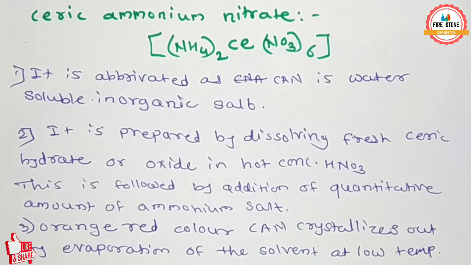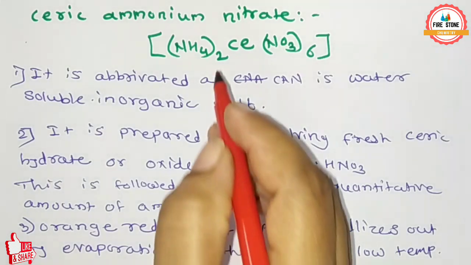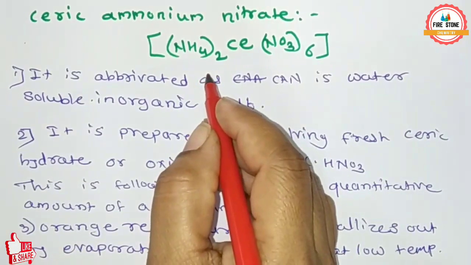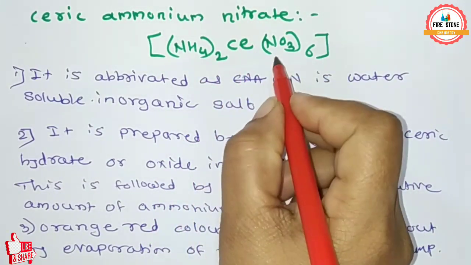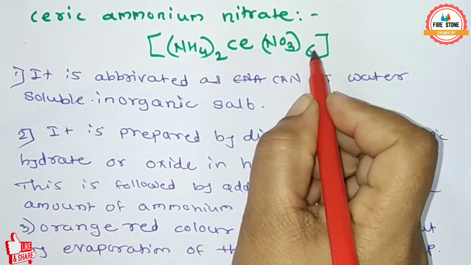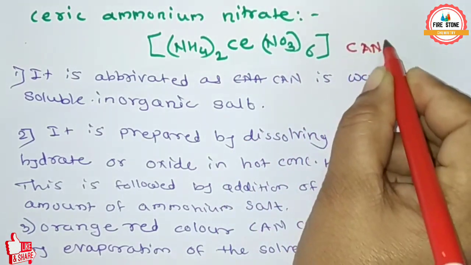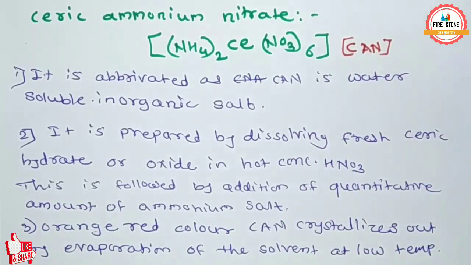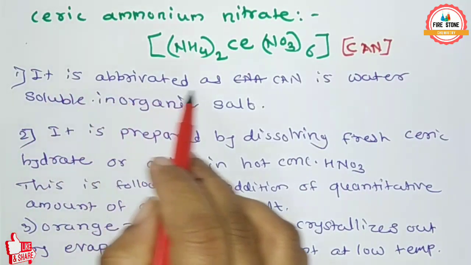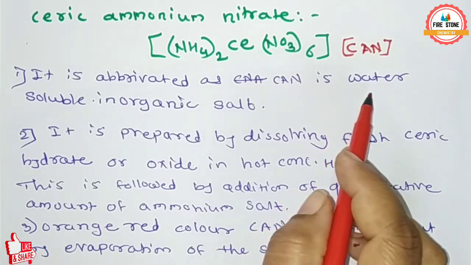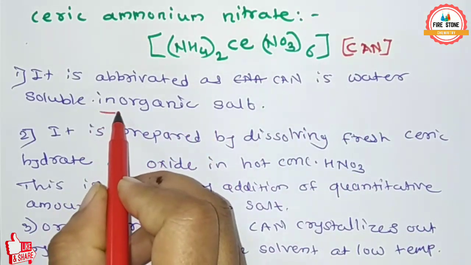Let's start. Ceric ammonium nitrate, that is (NH4)2Ce(NO3)6. This can be abbreviated as CAN. CAN is a water soluble inorganic salt.